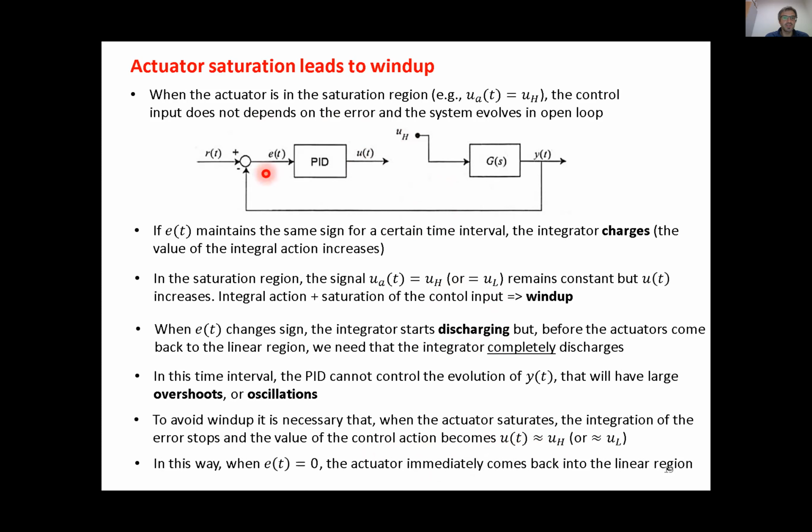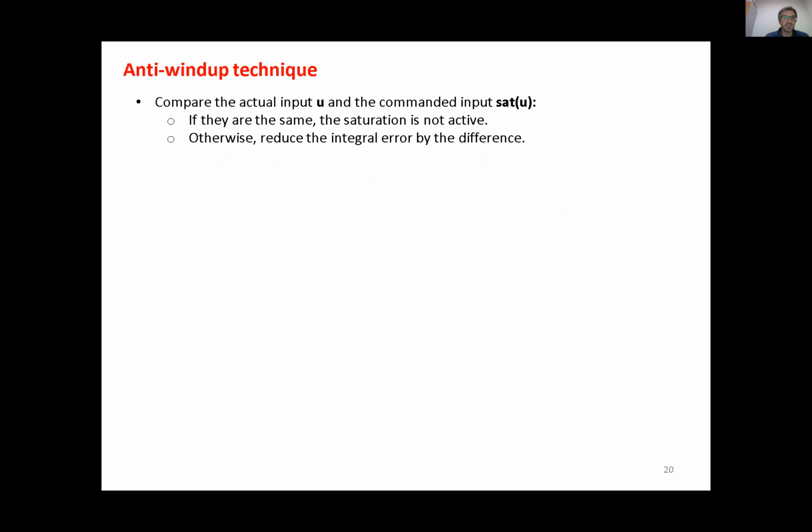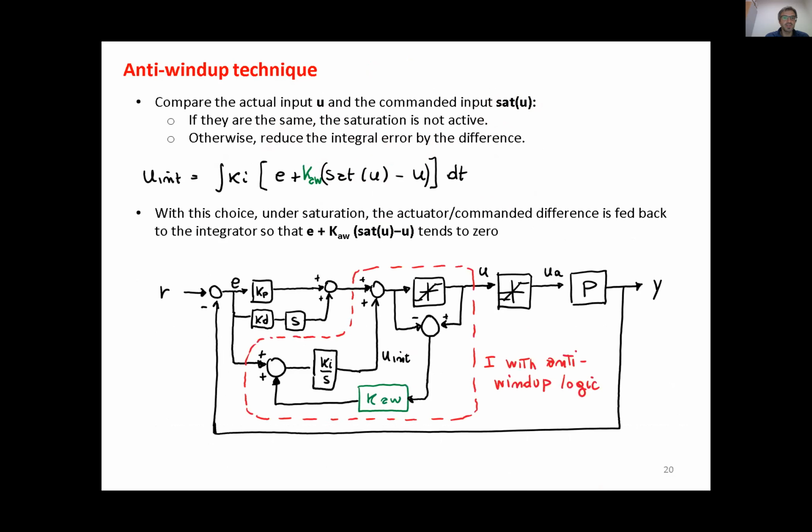In this way, whenever the error comes back to zero and starts to become negative, let's say, because the output reached the reference and went beyond, then the actuator is immediately coming back into the linear region. And there are many techniques. In my opinion, this is the simplest one, and it compares the actual input and the commanded input, the saturated input. And if they are the same, the saturation is not active. Otherwise, we reduce the integral error by their difference.